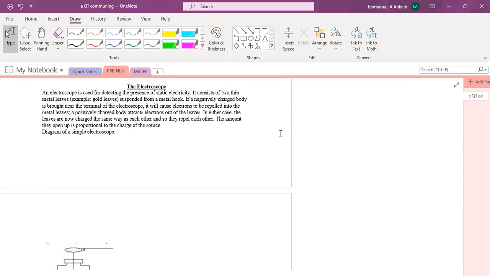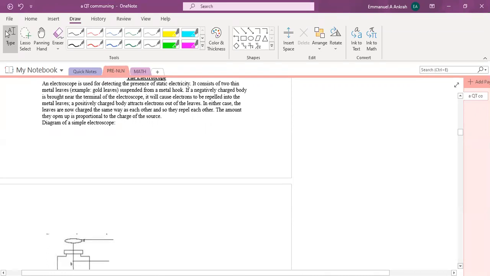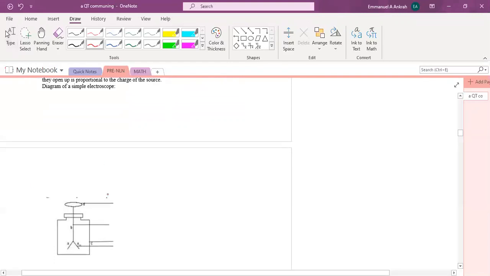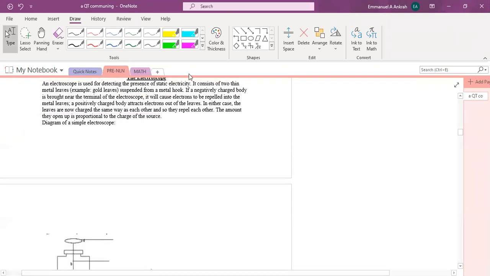So this instrument consists of two thin metal leaves, gold leaves. So that is what we have here. These are the gold leaves. And then this is like a glass jar. And then this is what we call the metal hook. Okay, there's a metal hook here. And then this is a plate.